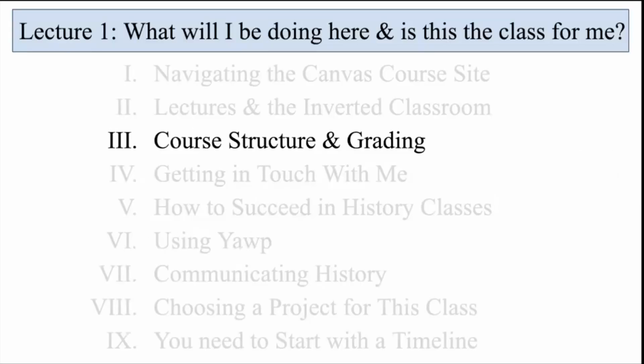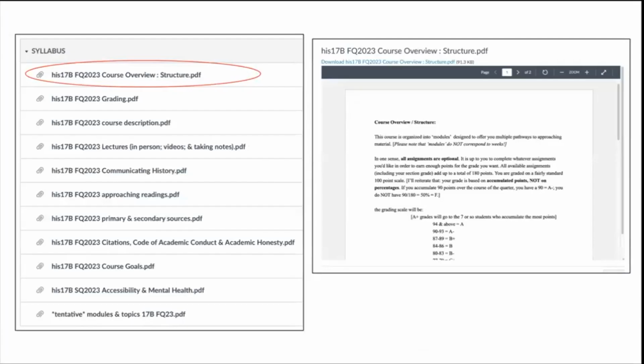Moving on to part 3, course structure and grading. You will probably want to refer back to this part frequently. And I will tell you right now, I do not structure my course or my grading in the way that most people do. Course overview and structure is the very first item on the syllabus circled in red. And when you open it, you can see what it will look like on the right.